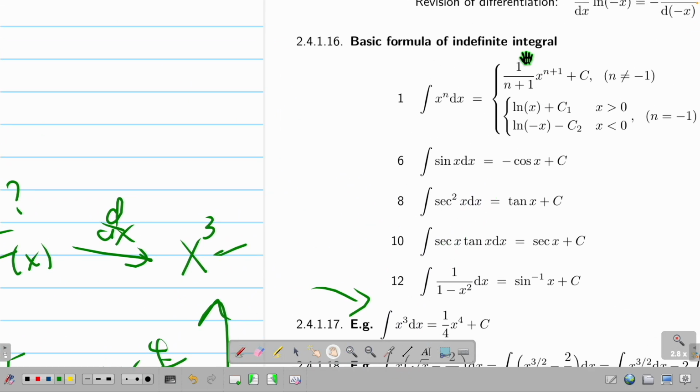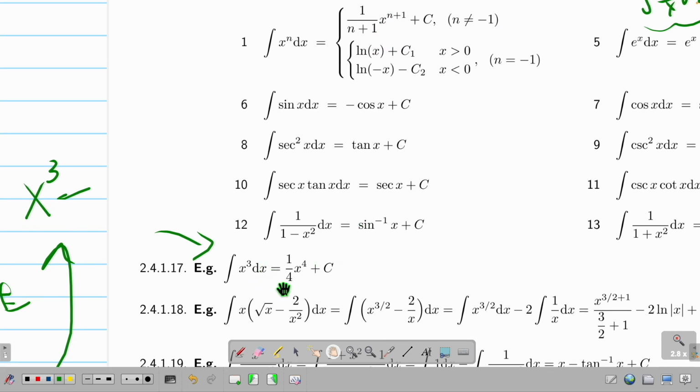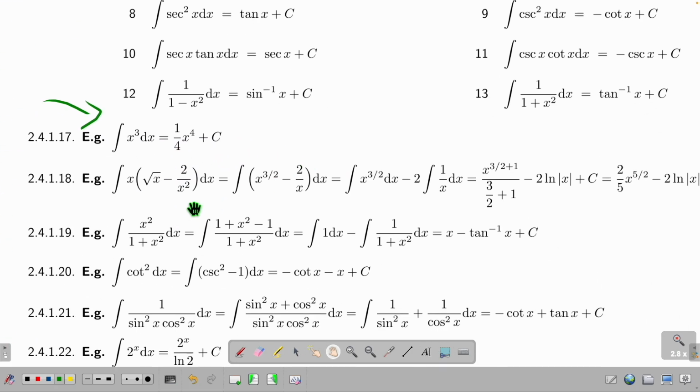The second way is you look at this table. How do you do integration? You just increase the power by 1 and divide by n plus 1. You cannot divide by 0, so n cannot be negative 1. So this is 3, it's not negative 1. So we just have 1 over 3 plus 1, so 4, and 3 plus 1 is 4. That's why. Done.